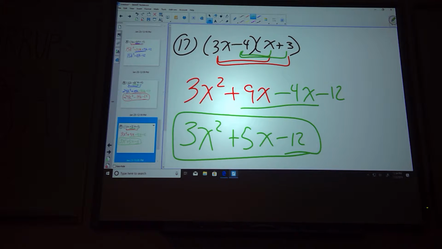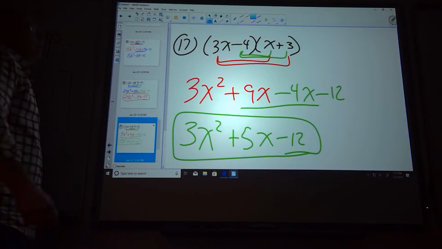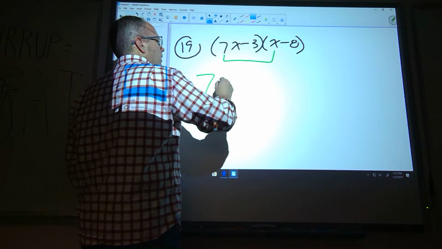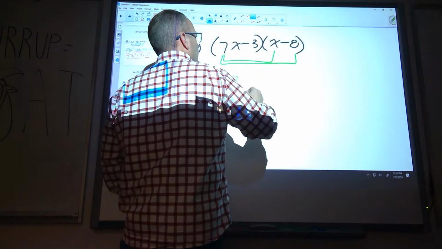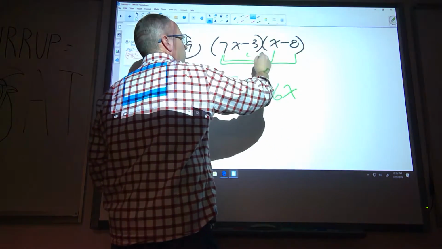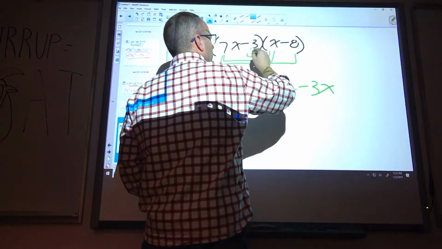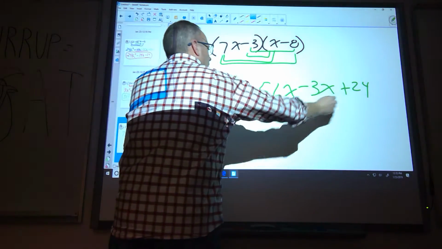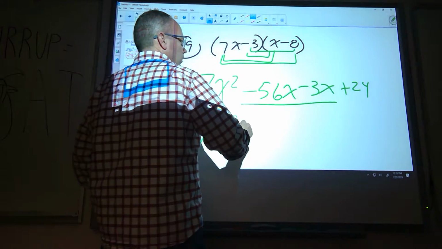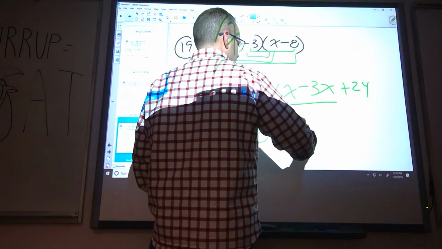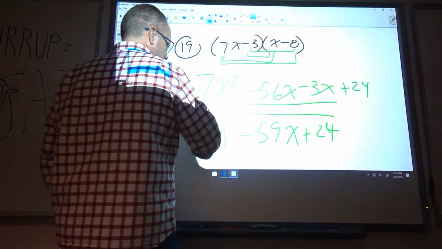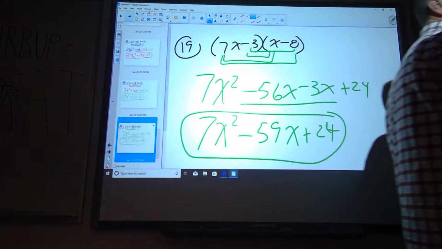Is that the last one or is there one more? One more? Okay. Ready? All right, last one. Notice the sign change, negative, negative's positive. Like terms right there. That's a 24. That's it. Any questions on this?